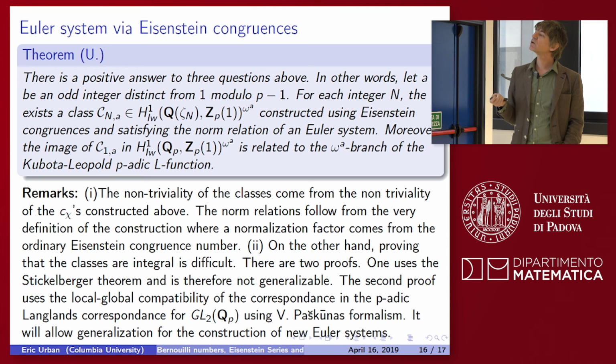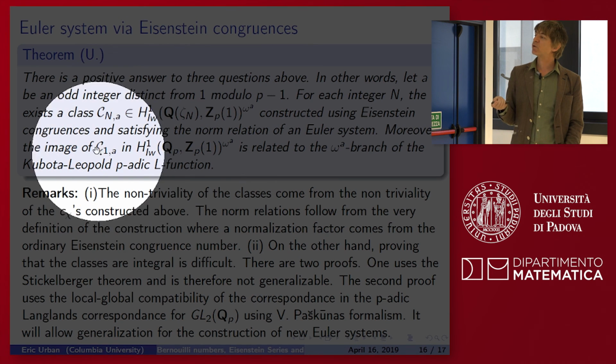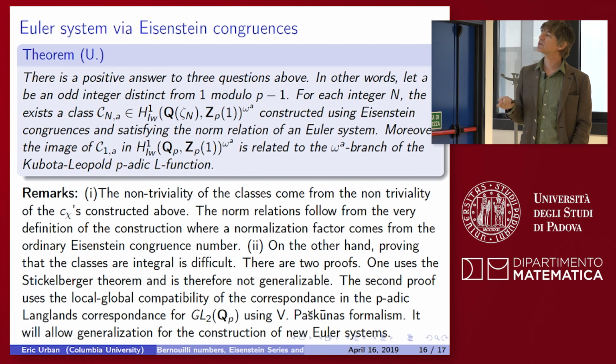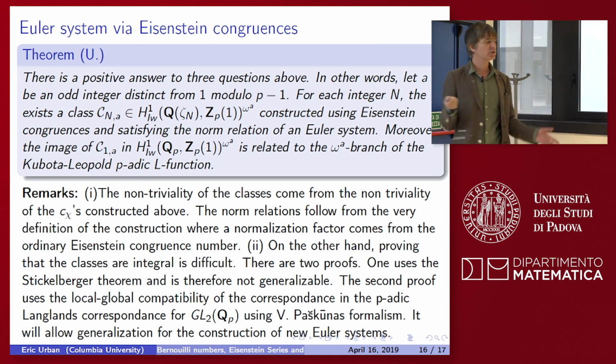And moreover, if you take this class for n equals 1, then C1a is actually related to the omega a branch of the Kubota-Leopoldt p-adic zeta function. And therefore, once you have this, you can, of course, using the techniques that I've explained before, get the proof of Mazur-Wiles theorem using only Eisenstein congruences.